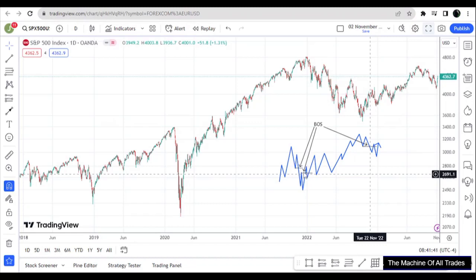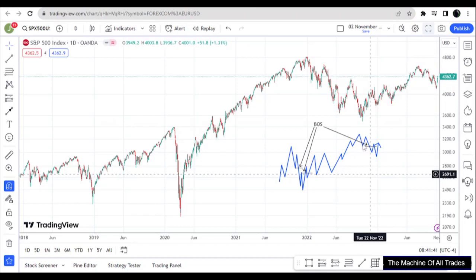The moment it broke that structure, it went down to make a higher low to continue to make a higher high. That being a confirmation that the market really wants to be bullish. So it continued breaking structure to the upside.